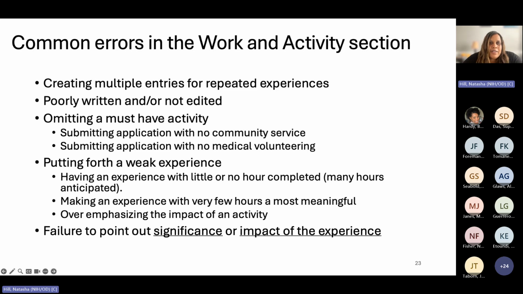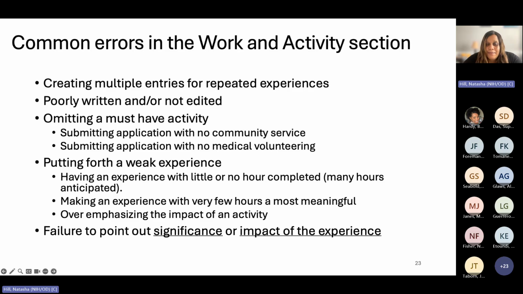Another error is making an experience with very few hours a most meaningful experience. Now, there's a caveat here, because sometimes 5 to 10 hours is enough to have a most meaningful experience, but you need to explain why that is so significant, and Dr. Taborn is going to get into that in the next section. Say, for example, you were volunteering in the hospital and you were stacking boxes, and you've only done 10 hours of this over the last 2 years.